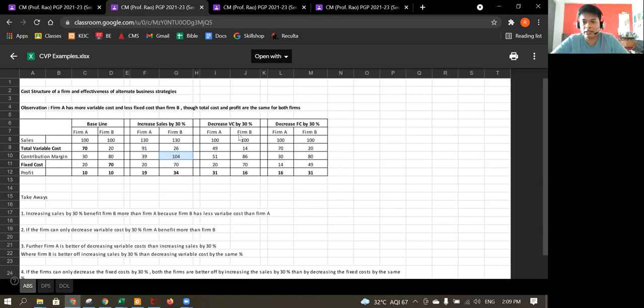Decrease variable cost by 30%. If I decrease my variable cost by 30%, the contribution will increase, and contribution increasing means PV ratio increases. PV ratio increases means profit increases.